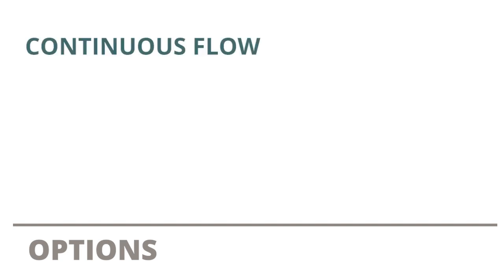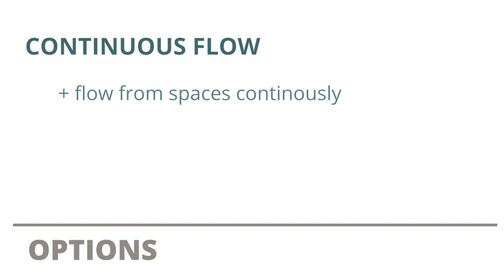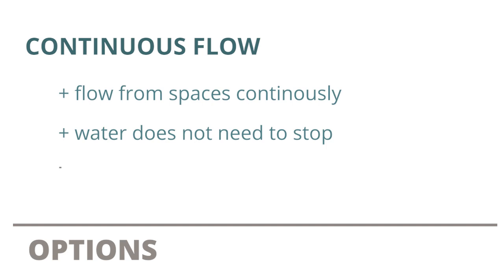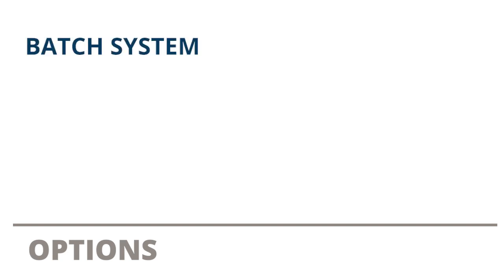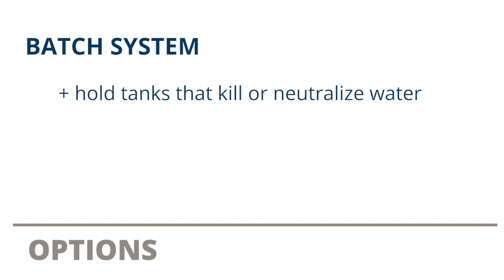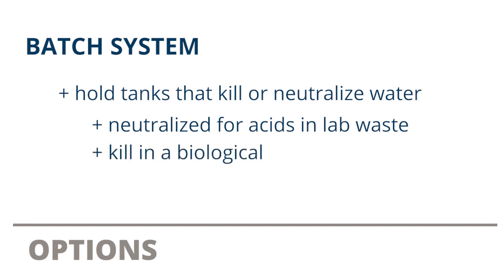Once you break it down to a biological waste system or a lab system, you have two options. You have the option to do it as a continuous flow, where you can flow waste from your labs and your manufacturing suites continuously, and the water does not need to stop and be contained. You have enough flow throughput to be able to say it's a continuous flow system. The other option is a batch system, where you have hold tanks that would then kill the volumes of water that would be either neutralized for acid in the case of a lab waste, or killed in the case of a biological lab. Then they're discharged.